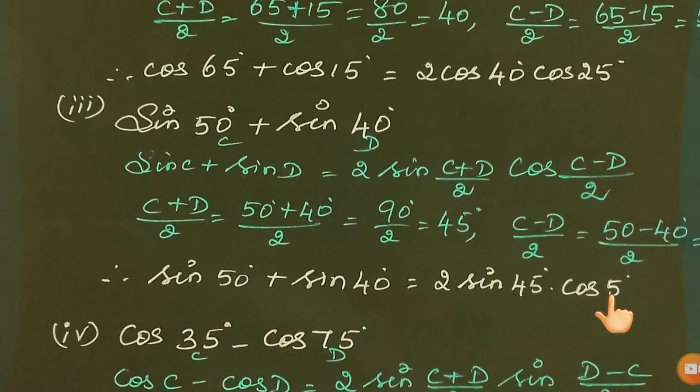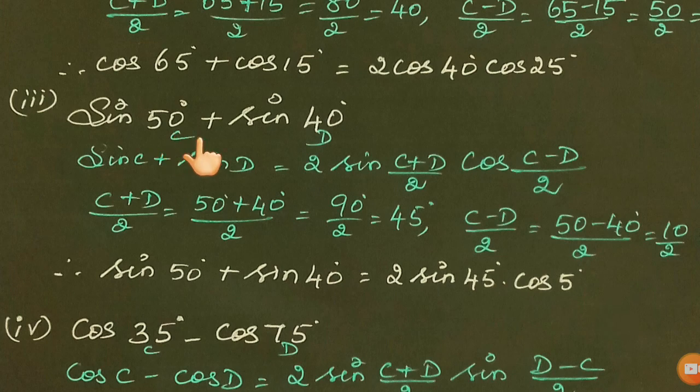Similarly, for the third subdivision, sin 50 degree plus sin 40 degree. What should we do with this? You have to express the given expression as a product. To express it as a product, we know the identity: sin c plus sin d is equal to 2 sin c plus d by 2 cos c minus d by 2. So, c plus d by 2. In the place of C we have 50 and in the place of D we have 40. So, let us add 50 plus 40 divided by 2. That is 90 divided by 2, which is 45 degree.